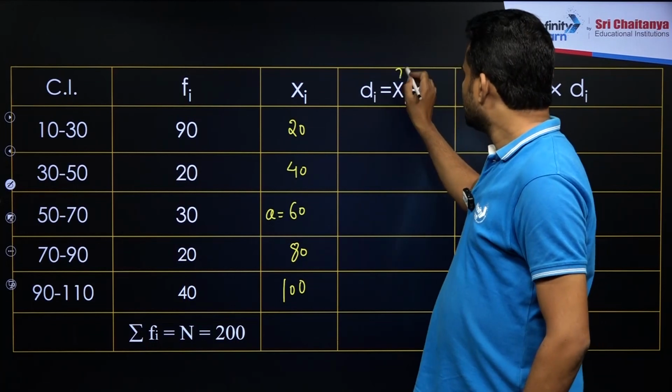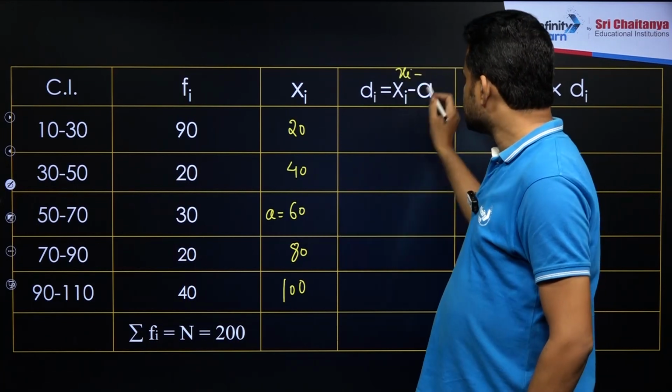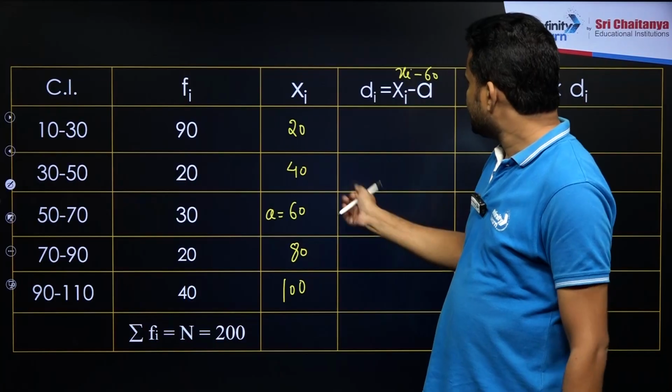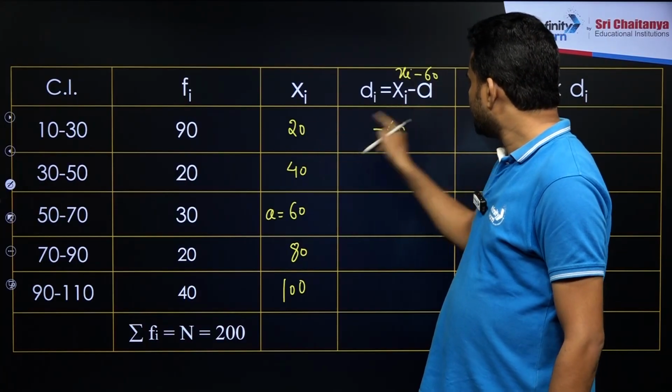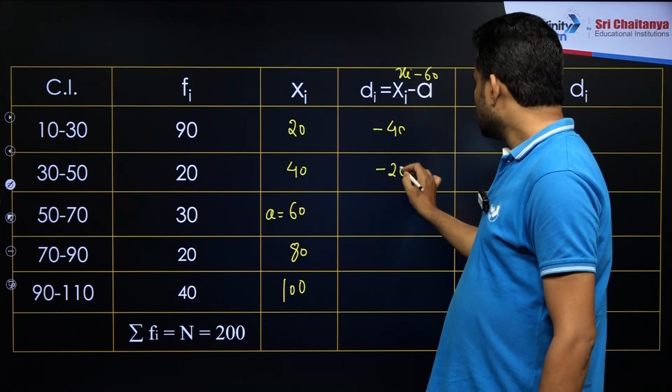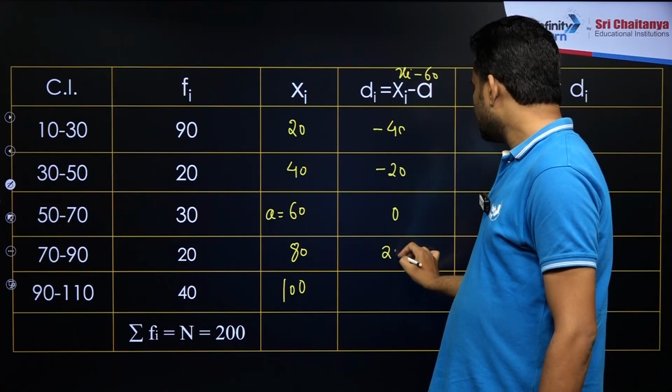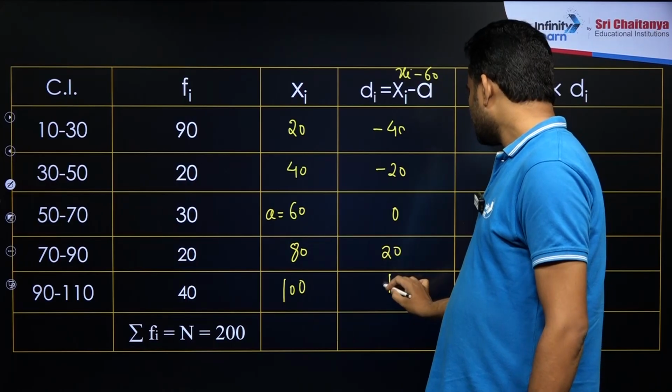Now find di, which is xi minus a. Let us find xi minus a. So 20 minus 60 is minus 40. Now 40 minus 60 is minus 20. This will be 0, this will be 20, and this will be 40.